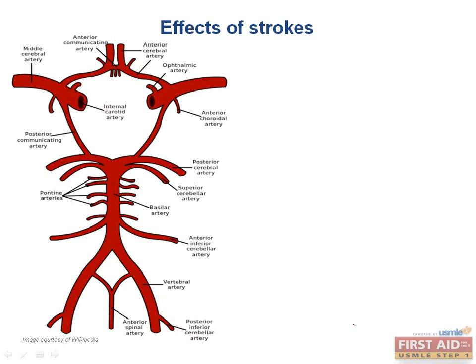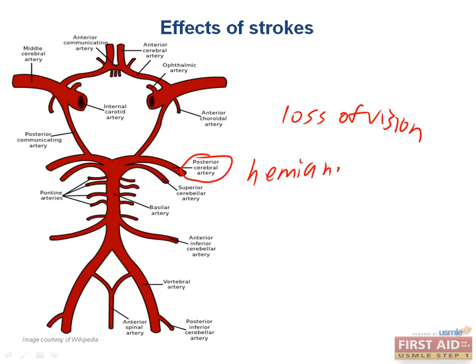For Step 1, the PCA is relatively simple. It goes to the occipital lobe, so you would have loss of vision, and that would happen on the contralateral side. Technically, it would be a hemianopsia, and importantly, you would have macular sparing.